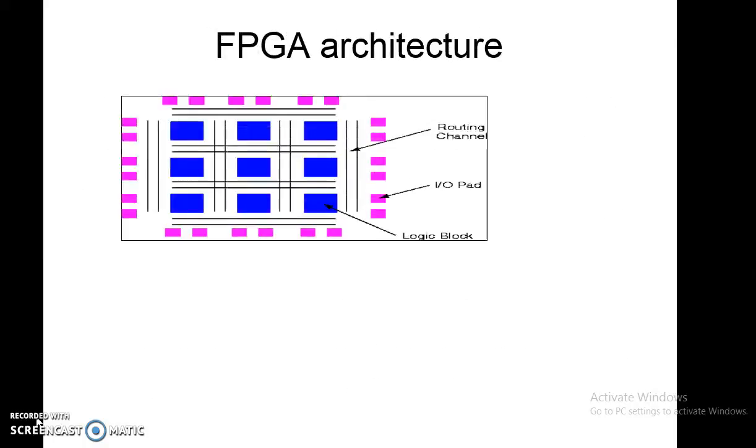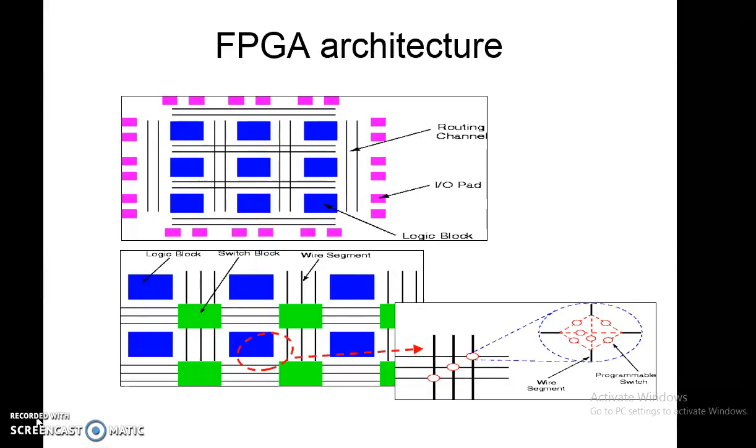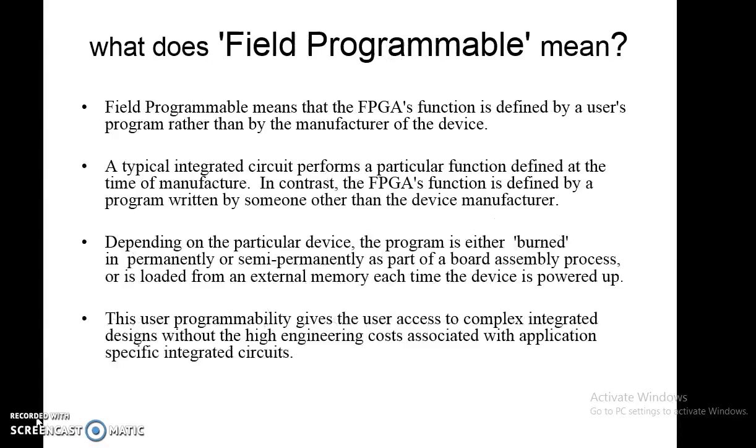These are the FPGA architectures shown below. Having routing channels, input-output pads, logic blocks, switching blocks, and all those things. What does a logic cell do? The logic cell architecture varies between different device families. Each logic cell combines a few binary inputs. In most families, the user also has the option of registering the combinational output of the cell. LUT is nothing but lookup table memories.